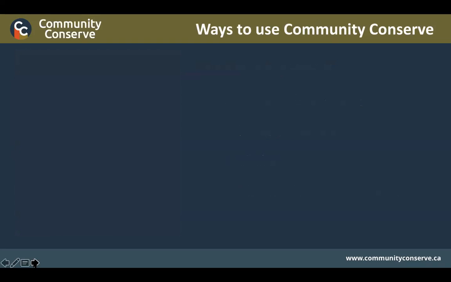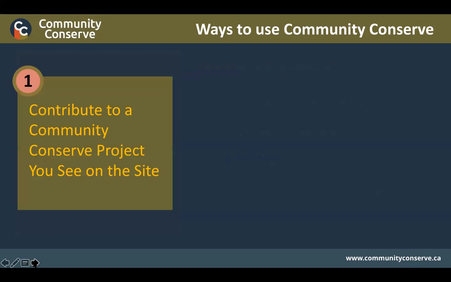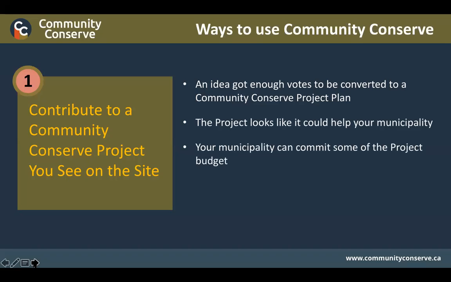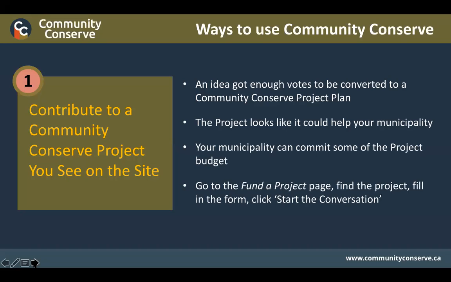So when you are a municipality looking at Community Conserve, we can boil down the ways that you would use it into 3 different scenarios. The first is you want to contribute to a Community Conserve project that you see on the site. That means you see that there's an idea that got enough votes to be converted into a project plan, and you look at that project and you think, yes, that could help my municipality. You think that your municipality can commit some of the project budget, and so you go to the Fund a Project page, you find that project, and you click Start the Conversation, and then it rolls through the way that I described.